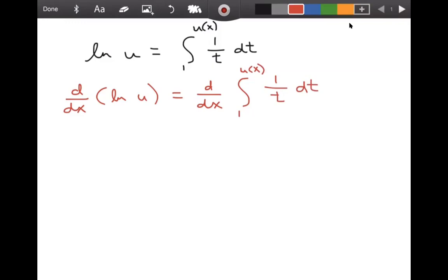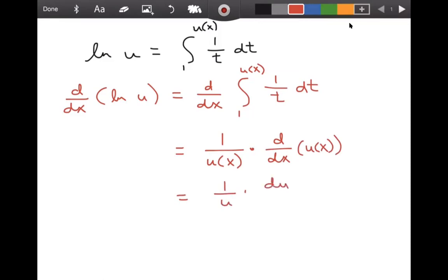By one of the parts of the fundamental theorem of calculus, the derivative and the integral basically cancel each other out. And how it works with the chain rule version is that you're left with 1 over u of x times the derivative of u of x. We can make that look a little simpler by just writing 1 over u times du/dx. So this is an extremely useful differentiation rule. Let's go back to the presentation.